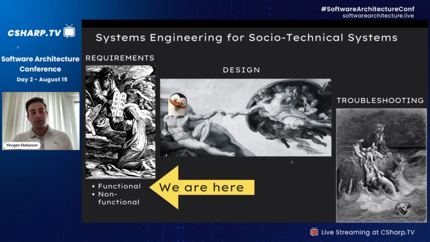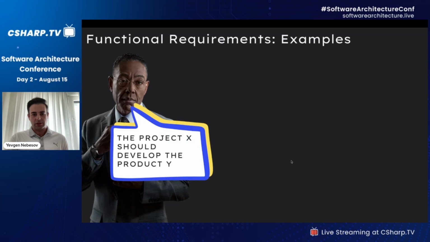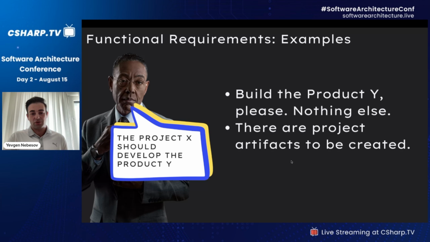As you know, for technical systems, we have functional and non-functional requirements, and we can also define functional and non-functional requirements for socio-technical systems. Let's start with functional requirements. They're quite obvious. For example, the project X should develop the product Y. It sounds very straightforward, but it also is loaded with a lot of useful information. For example, it means that the project should just build the product Y, but nothing else. Or it also means that the project X has to build a lot of artifacts with the product Y.